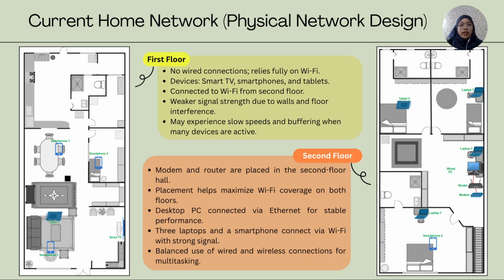And the right picture is the second floor of the house. The second floor acts as the central hub for the home network. Both the modem and the wireless router are installed in the second floor hall to maximize the reach and strength of the Wi-Fi signal across both floors.